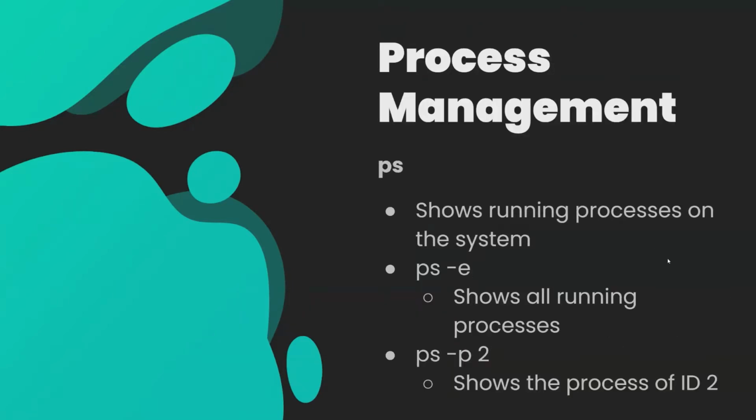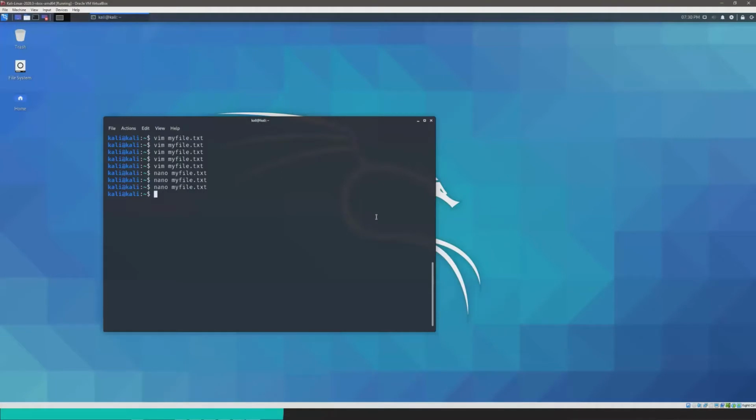So let's go into process management. Here, you can type PS and it will show you the running processes on the system. You can also show all running processes on the system with the E flag by typing PS-E. And if you wanted to show the process of a particular ID, you can specify the ID with -P and then the number. So let me show you that.